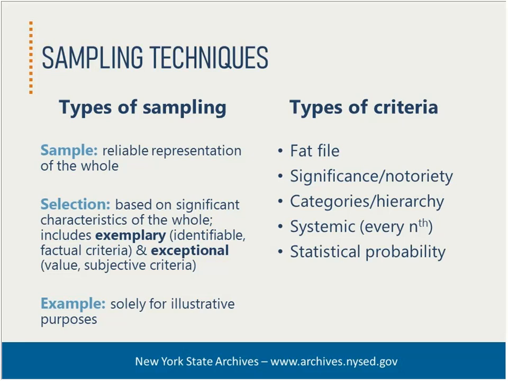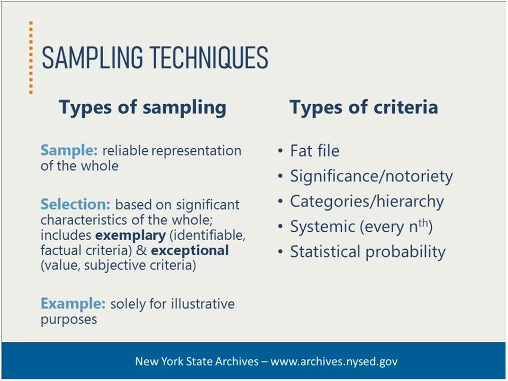You can establish criteria for significance or notoriety, or even categories or hierarchy, again, if you're trying to document particular demographics. The systemic approach means you're going to keep every 5th or every 10th file. And then there's the true statistical probability, which involves some math. So when is sampling acceptable?